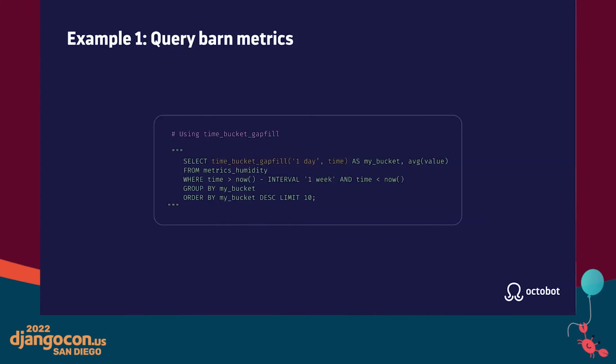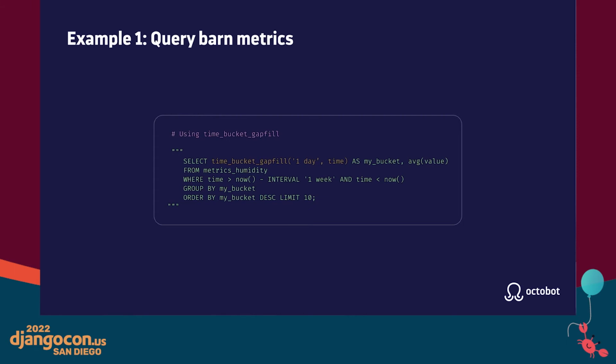So another example of this type of query would be using the time bucket gap fill, which is actually pretty similar to the time bucket hyperfunction. In this case, we are trying to get a one-day average of humidity data for the last week. So time bucket gap fill will automatically fill those gaps in which we don't have data.